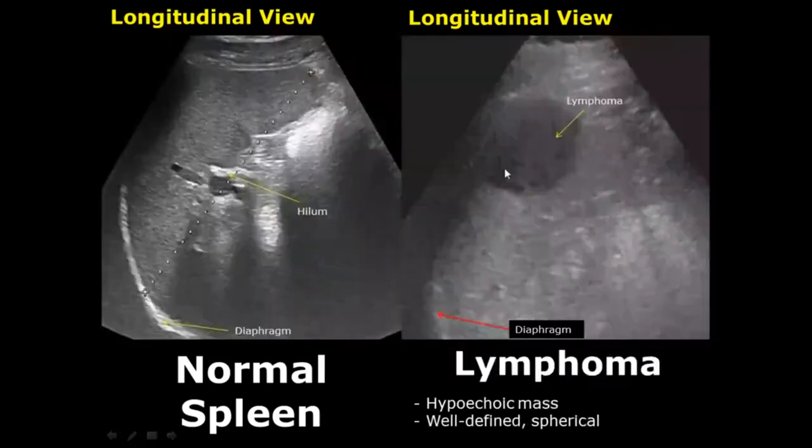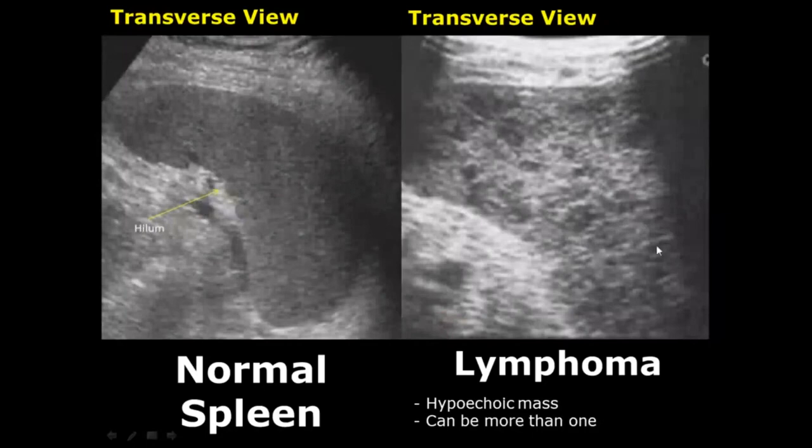A lymphoma is the most common malignancy of the spleen. It appears as a hyperechoic, solid, spherical mass inside the spleen. Lymphomas may sometimes involve the entire spleen, appearing as multiple hypoechoic areas spread throughout the splenic tissue.